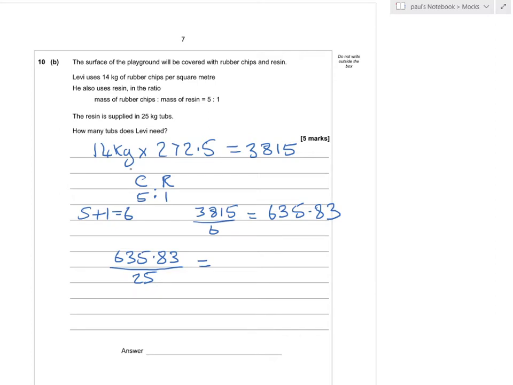Let's see what I've got. 3815, I'm fine with that. I don't know. Hang on, let me see whether I.